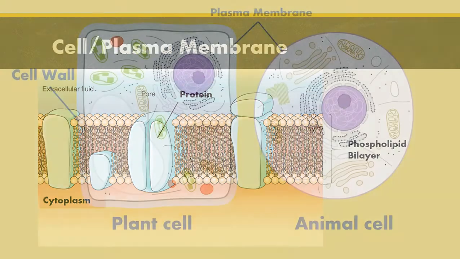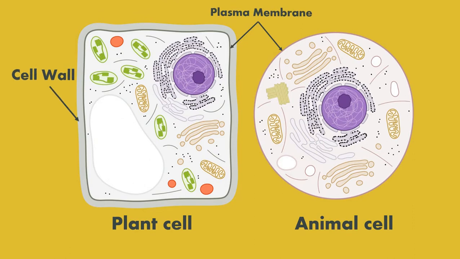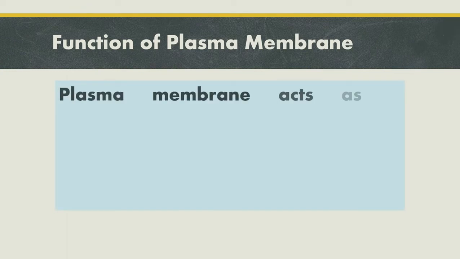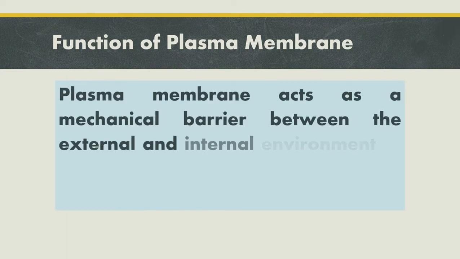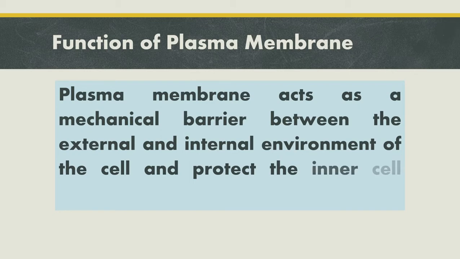In plant cells, the plasma membrane is present between the cytoplasm and cell wall. Whereas in animal cells, there is no cell wall and the plasma membrane is the only one that forms the boundary of the cytoplasm. Function of the plasma membrane. The main function of the plasma membrane is that it acts as a mechanical barrier between the external and internal environment of the cell and protects the inner cell contents.